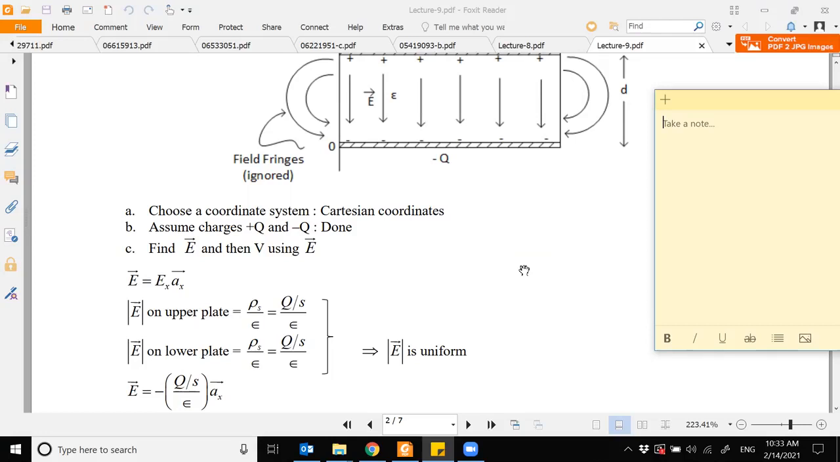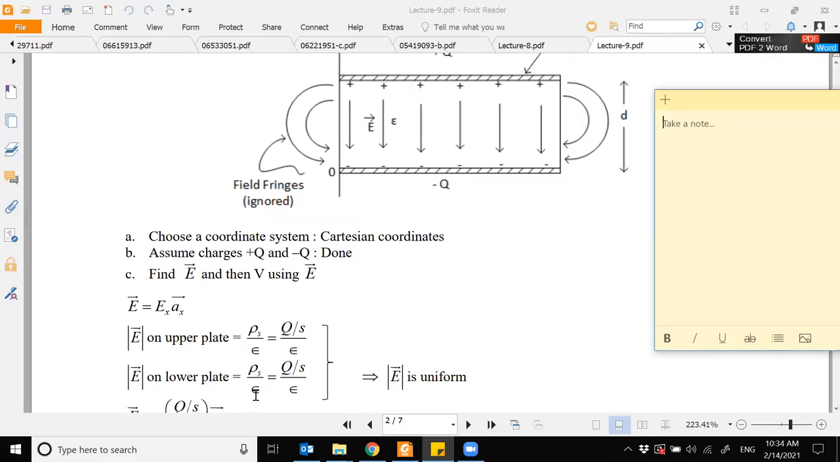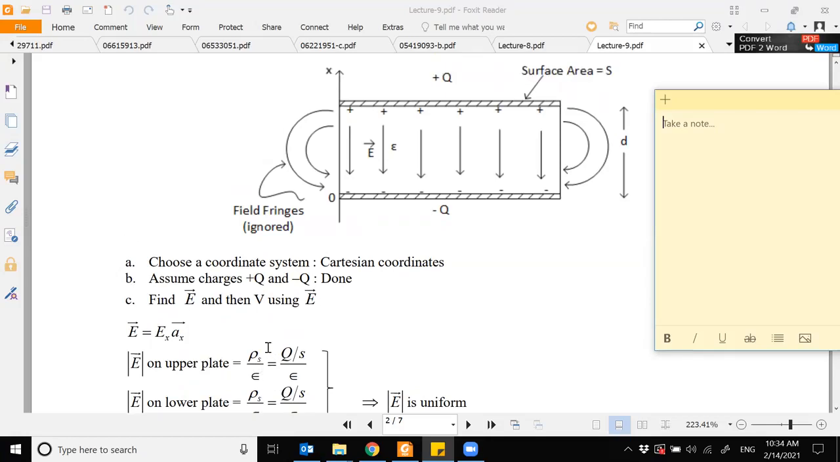Okay, I get it. So because of these two plates, this electric field will be rho S over epsilon. If you are near the upper plate, here also it will be the same value, rho S over epsilon. And for the lower plate, where you are near here, the electric field will also be rho S over epsilon. And now I'm writing rho S, which is the surface charge density of this plate.